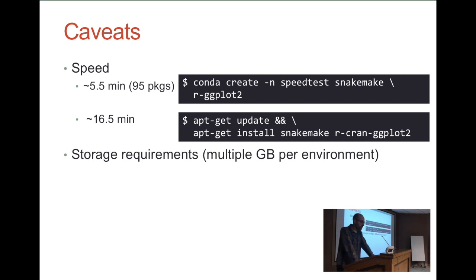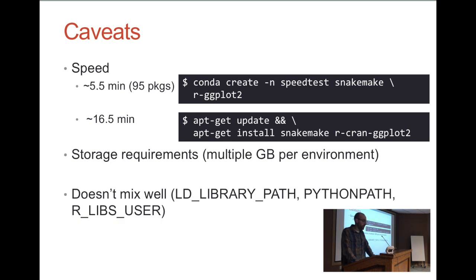The storage can also add up. So Conda tries to be as smart as possible using hard links. So if you have the same version of Python in multiple environments, it doesn't install it multiple times. But presumably if you're using different environments, it's because you want different versions of different packages. So that can start to add up a lot, to multiple gigabytes per environment.